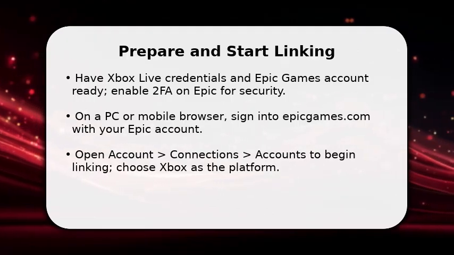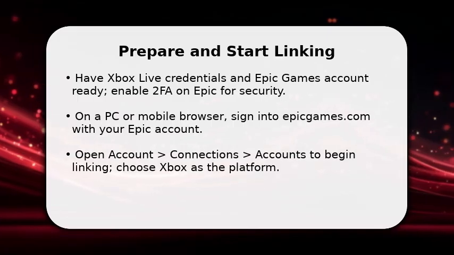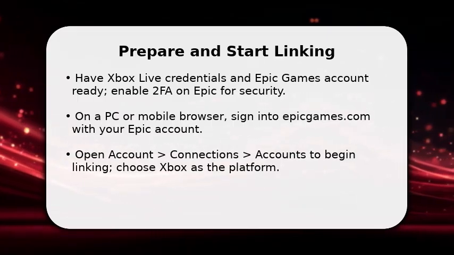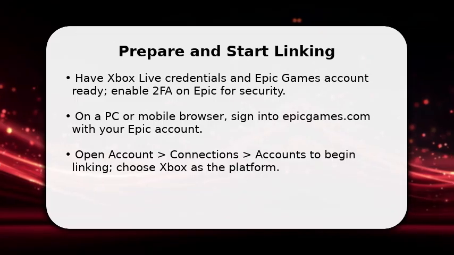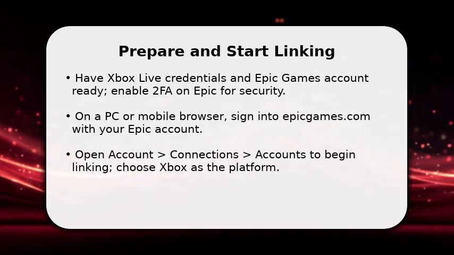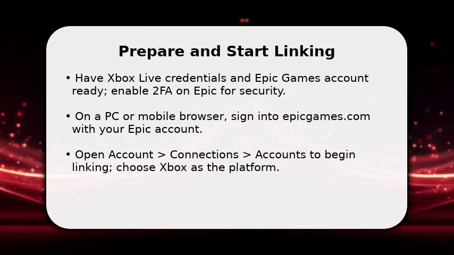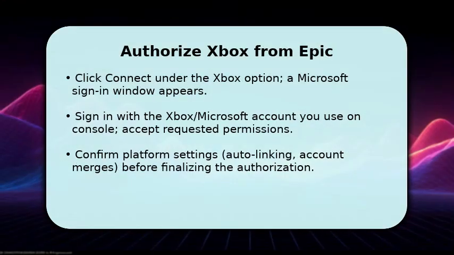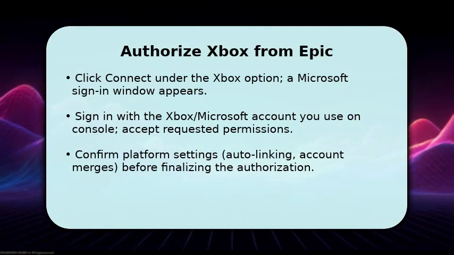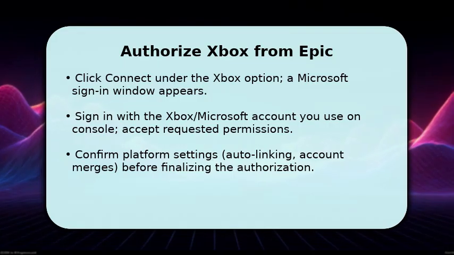Next, navigate to Account, then Connections, and open the Accounts tab to start the link process. This step starts the secure handshake between services and prepares you to authorize Xbox access without signing out of either service. Now you click Connect next to the Xbox entry, and a Microsoft sign-in window appears.